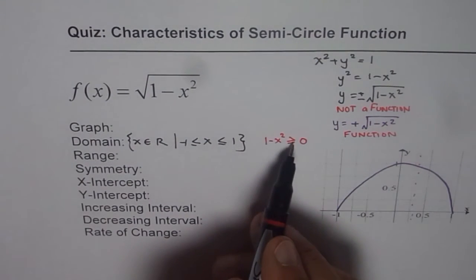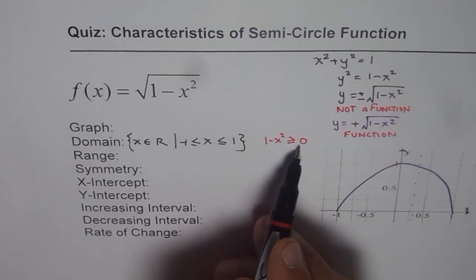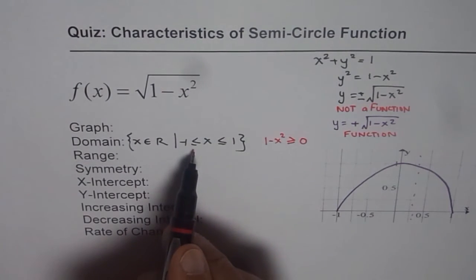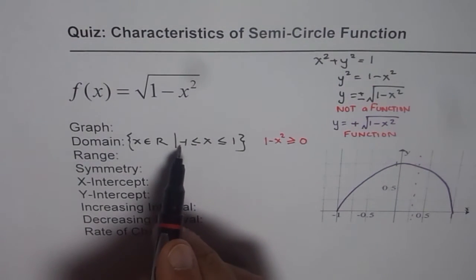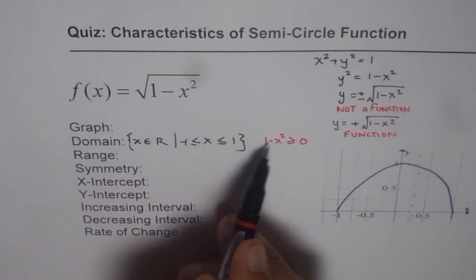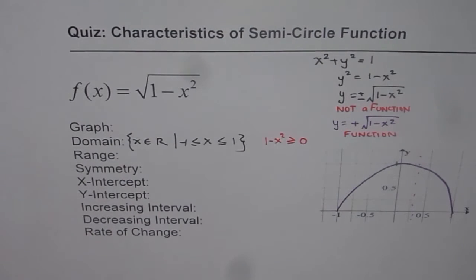So 1 minus x squared should be greater than or equal to 0, and that will give you this solution that x is between -1 and +1. So algebraically also you can find your domain using this concept, okay?